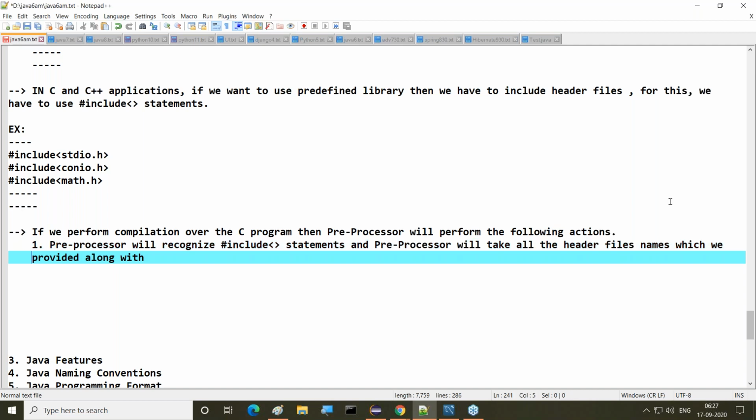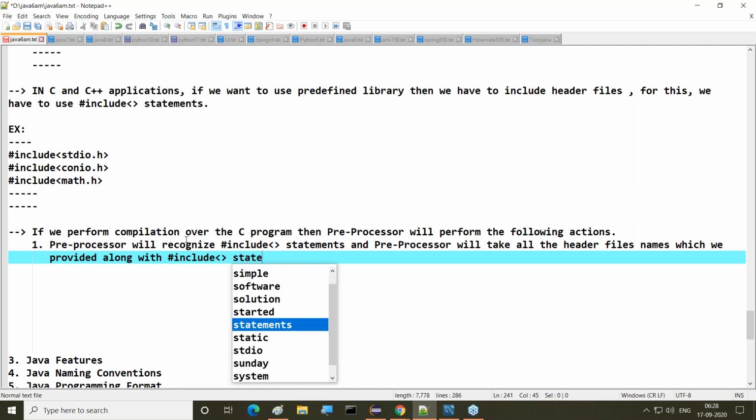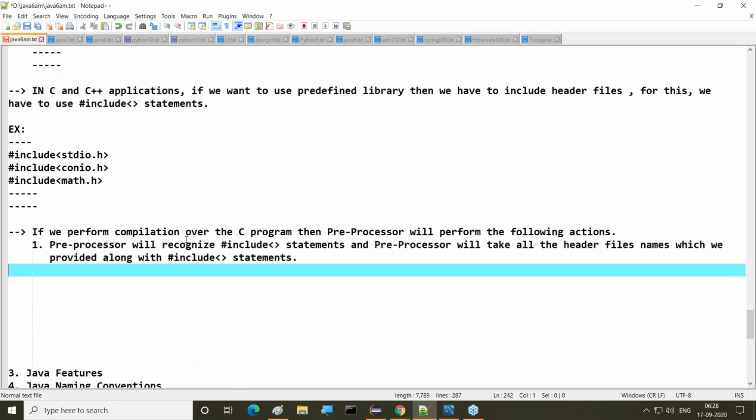Don't worry about it. The preprocessor will recognize the hash include statements, and it will take all the header file names which we provided along with the hash include statement. Okay. Good. That's fine.